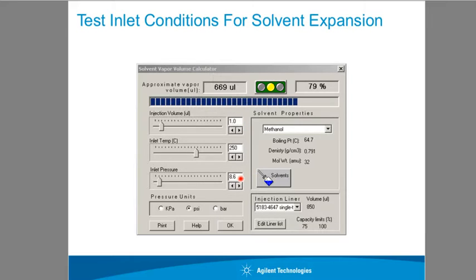There's my inlet pressure, 8.6. I chose my liner, so I'm going to do a split injection. So I chose a split liner. So that's this 51834647, which gives me the vapor volume or capacity of the liner, which is 850 microliters, and I chose methanol as my solvent. And under those conditions, you can see that 1 microliter of methanol expands to almost 670 microliters of vapor volume. And this little key here tells me that I'm at 79% capacity of the liner. So I should be safe, shouldn't have any issues with backflash.